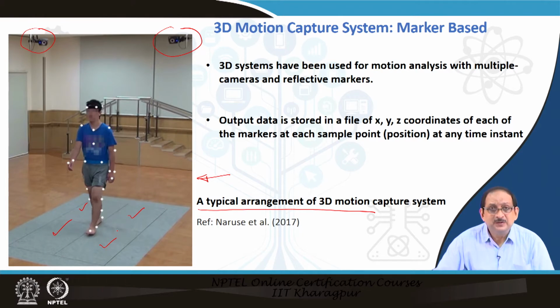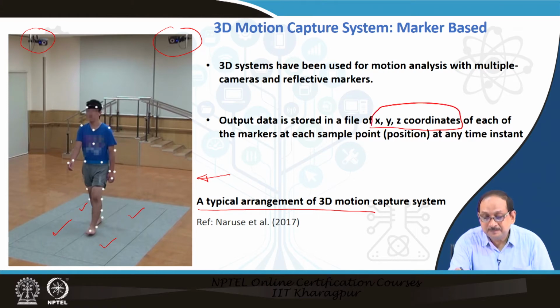The white circles represent reflective markers of 14 millimeter size. The output data of the motion capture system is stored in a file which consists of the x, y, z coordinates of each of the markers at each sample point, that is the position of the marker at any instant of time.